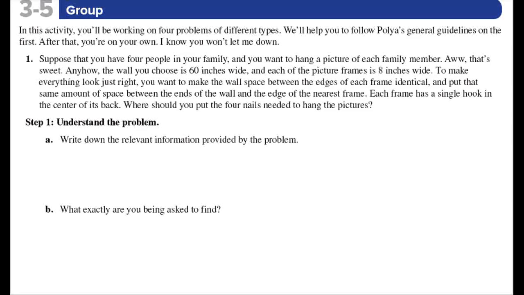Each frame has a single hook in the center of its back. Where should you put the 4 nails needed to hang the pictures? Really quite a challenging problem, more challenging than it looks, but we'll see that as we go through.